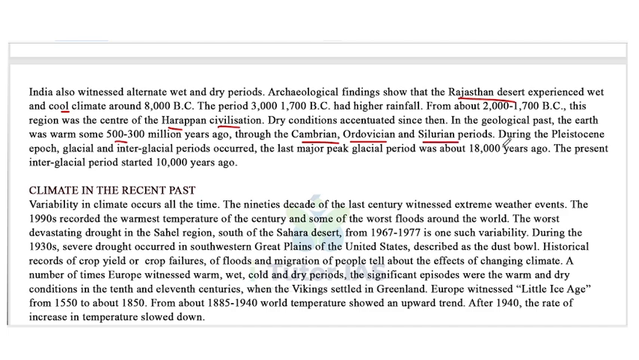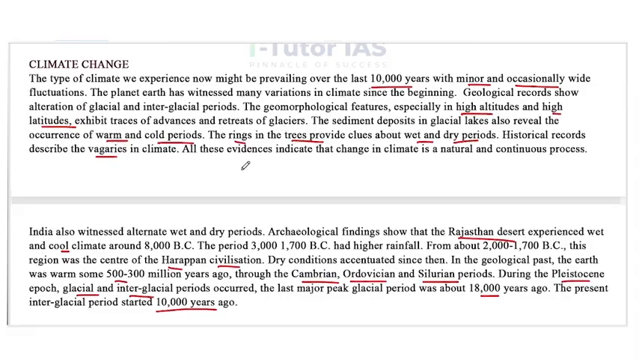In the geological past, the earth was warm some 300 million years ago, through the Cambrian, Ordovician and Silurian periods. During the Pleistocene epoch, glacial and interglacial periods occurred. The last major peak glacial period was about 18,000 years ago. The present interglacial period started 10,000 years ago. So that is the climate change.